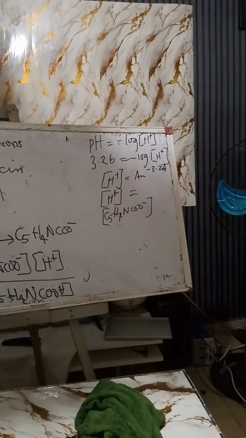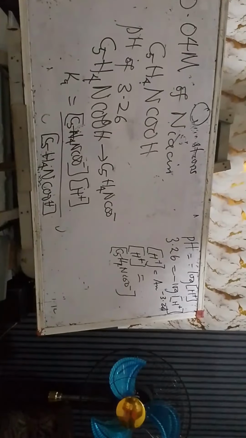Antilog of 3.26. Good. That is 5.50. So the concentration of hydrogen ion is 5.50 molarity. That is it.